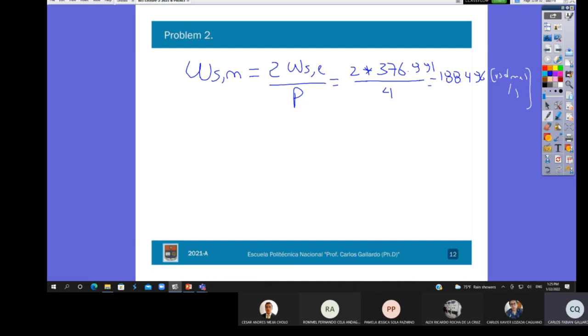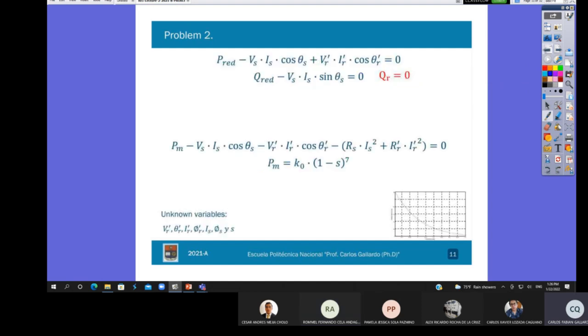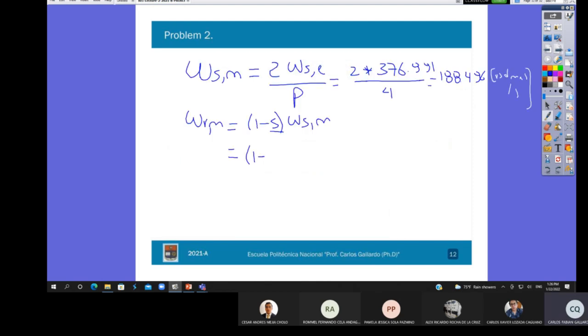Okay, so now I will refer to the rotor side. The rotor mechanical speed is equal to 1 minus the slip times the mechanical speed. So pay attention, in order to refer from the stator to the rotor, I will use the slip. So this is equal to 1 minus the slip from the previous calculation. We know this value is negative, so it becomes positive.